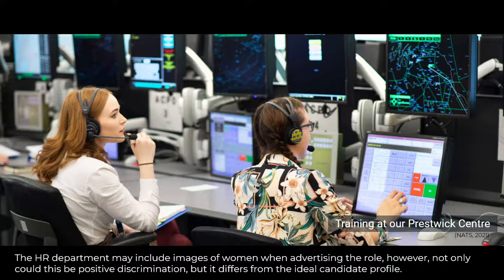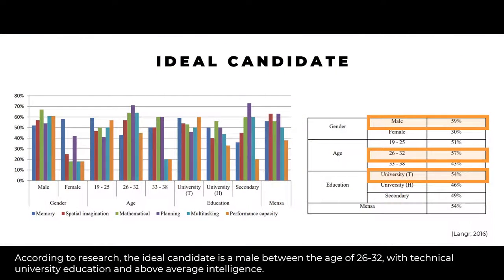The Human Resources Department may include images of women when advertising for the role. However, not only could this be positive discrimination, but it differs from the ideal candidate profile. According to research, the ideal candidate is a male between the age of 26 and 32 with technical university education and above average intelligence.